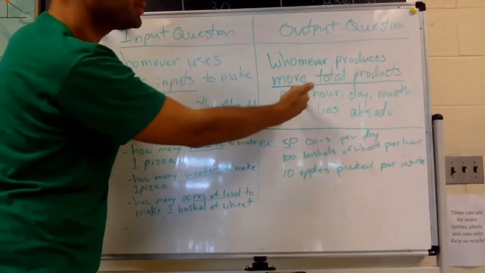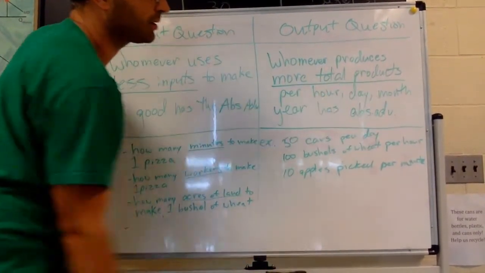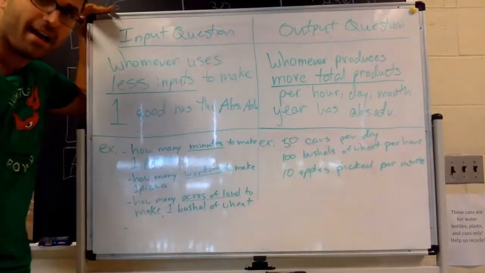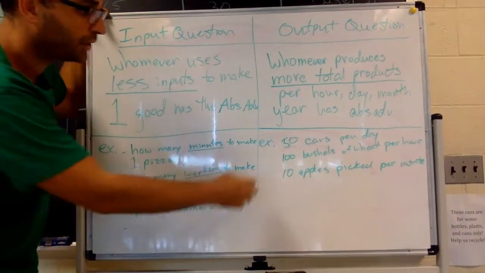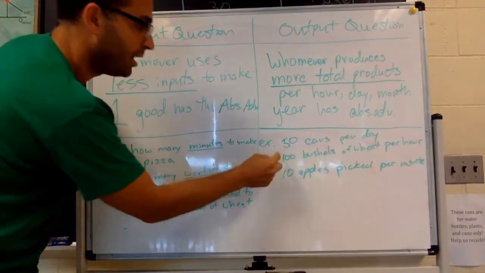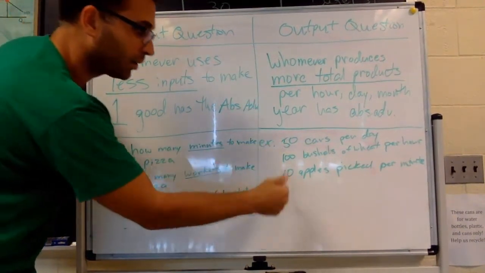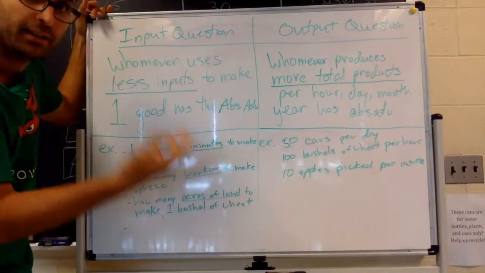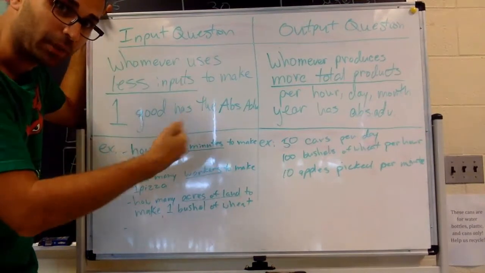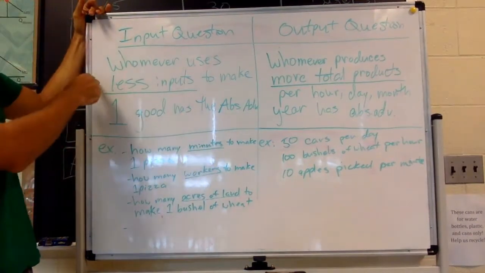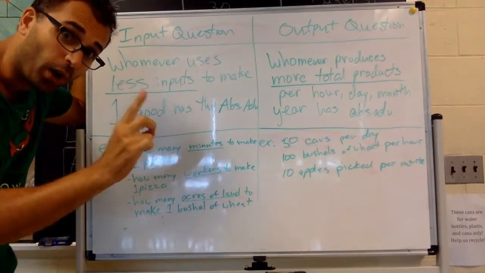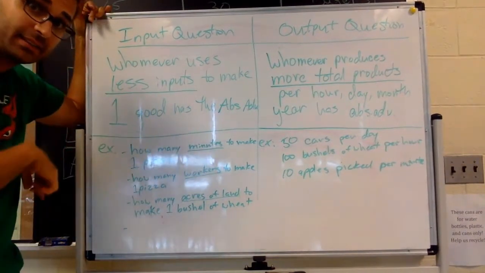Outputs: whomever produces more total products per hour, per day, per month, per year, they have the absolute advantage. So for example, 50 cars per day, 100 bushels of wheat per hour, 10 apples picked per minute. That's an output question. An input question: whoever uses less inputs to make one good, just like the last example.